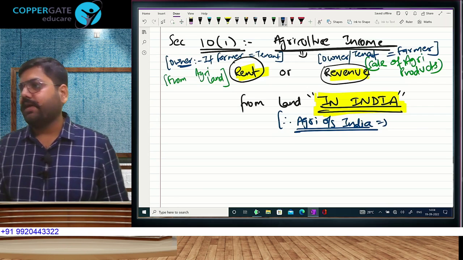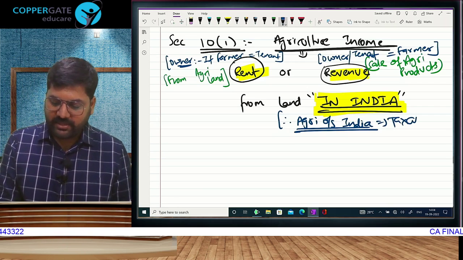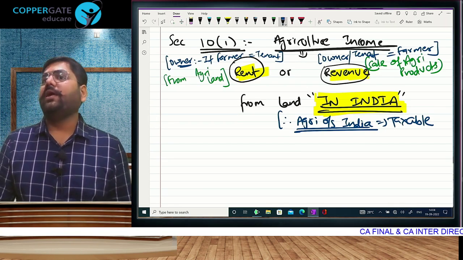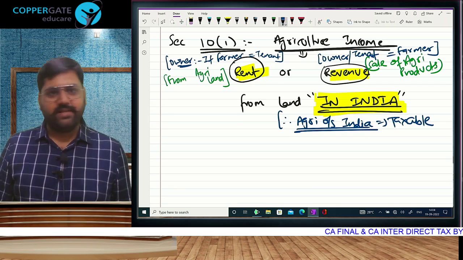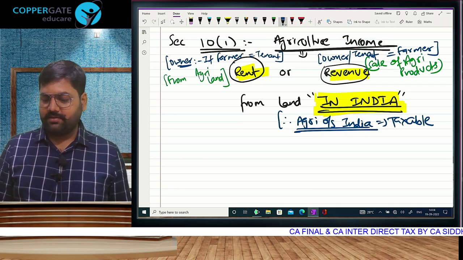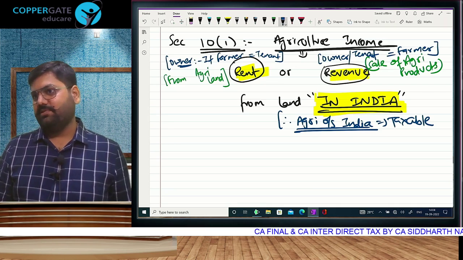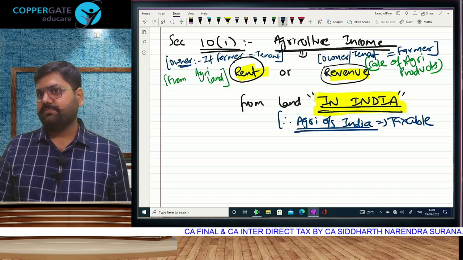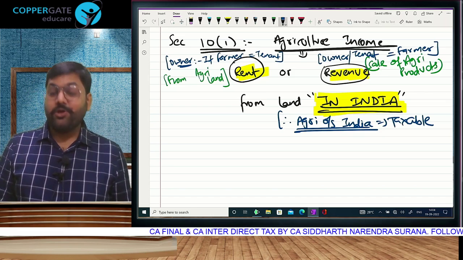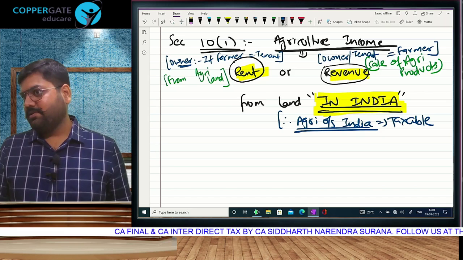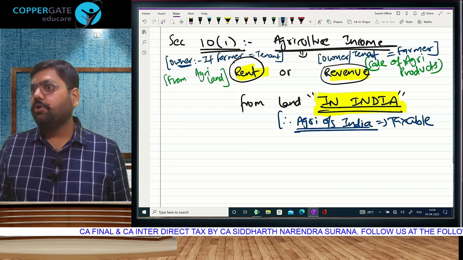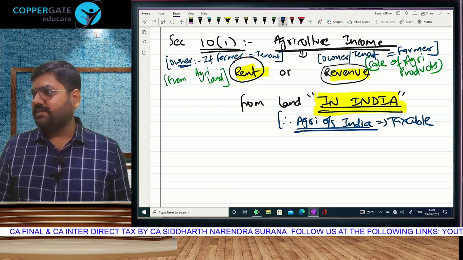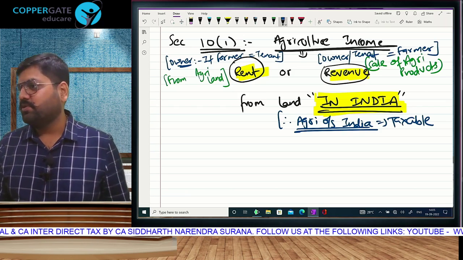is it taxable or not taxable? Because the exemption is available only if the land is in India. Only Indian agriculture is exempt. Foreign agriculture is not exempt. Correct? I told you this. Whenever I told you about agriculture not being taxed, I told you about this also. But today, you are all better informed about the next thing that I am saying. If I had said this at that time, you wouldn't have understood.